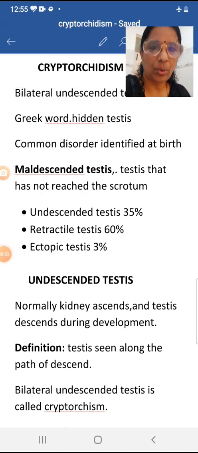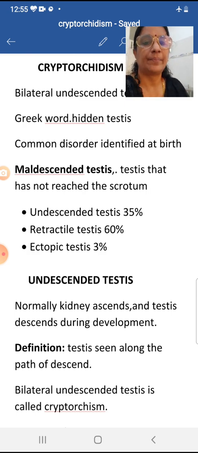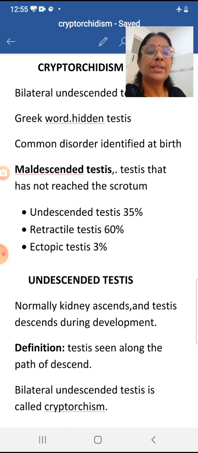So today's topic is Cryptorchidism. The definition is bilateral undescended testis. It came from a Greek word meaning hidden testis. It's a common disorder identified at birth.